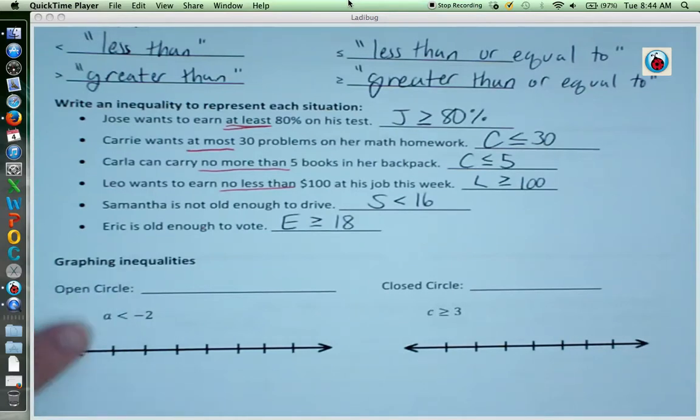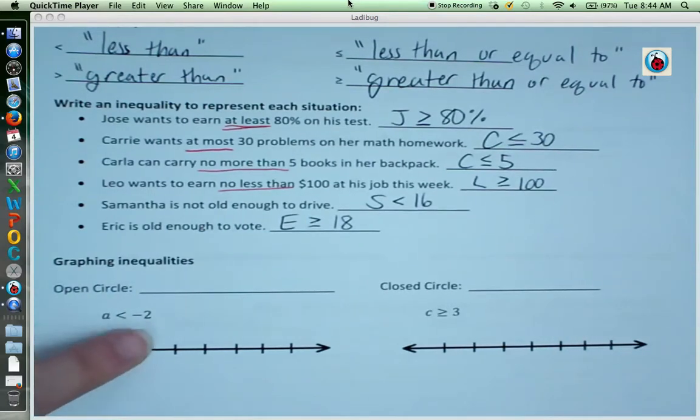So I'm going to start with this inequality. A is less than -2. Well, A could be many things. A could be -3. A could be -10. A could be -100. A cannot be 0. A cannot be 5. A cannot be -1. A cannot be -2. So there's a lot of things that A could be. There's a lot of things that A cannot be.